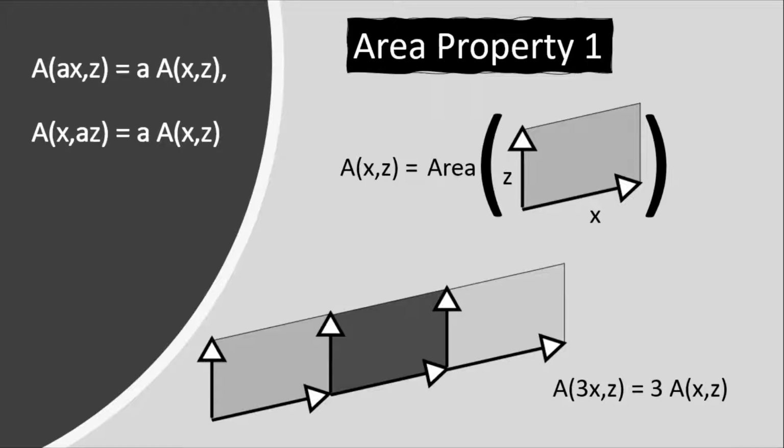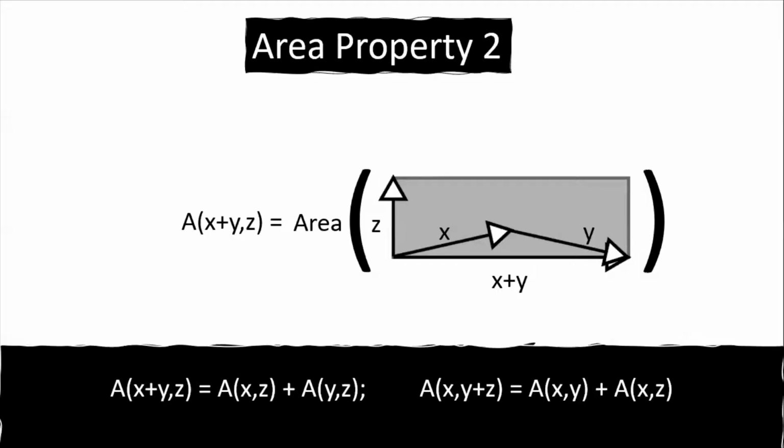if we stretch one of the vectors, say the x vector, by a factor of 3, that the area gets 3 times bigger. In general, I can factor out a constant from the first term or a constant from the second term. That's the first property that area satisfies.